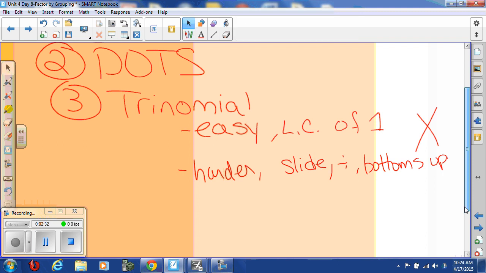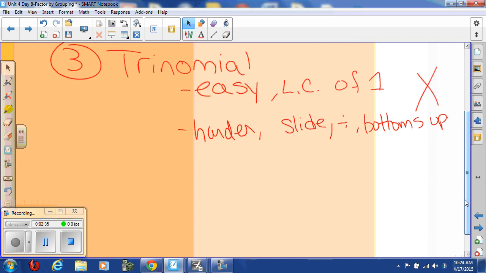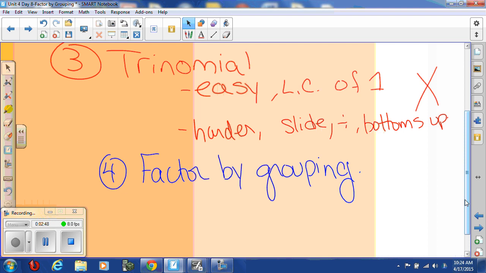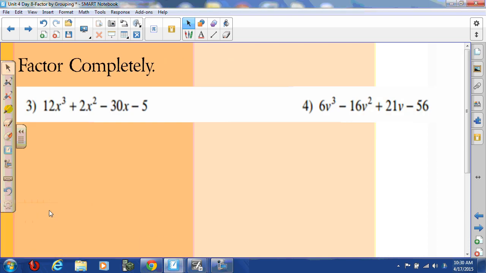Well, there's a 4th step of factoring, and that's called factor by grouping. I'm going to probably spend the rest of today and Monday on that. We're going to factor by grouping. So we're going to attempt this factor by grouping. Anytime you see 4 terms, you must factor by grouping. That's the only way to do it.